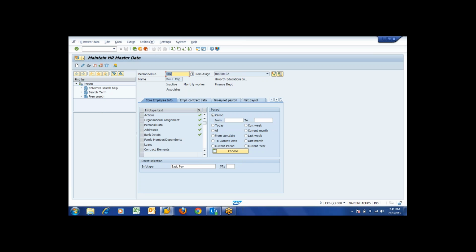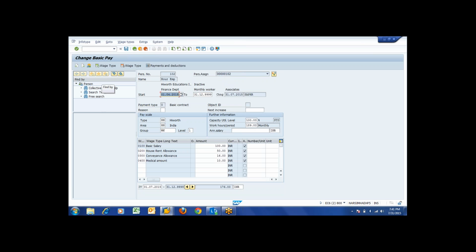If you see his basic pay infotype, for this employee I have maintained the employee subgroup grouping for PCRs as one, that is for industrial workers. While processing the payroll, these amounts will be considered as a rate instead of an amount. As per the requirement of the client, we are assuming that these rates will be his hourly rate for the particular workers.